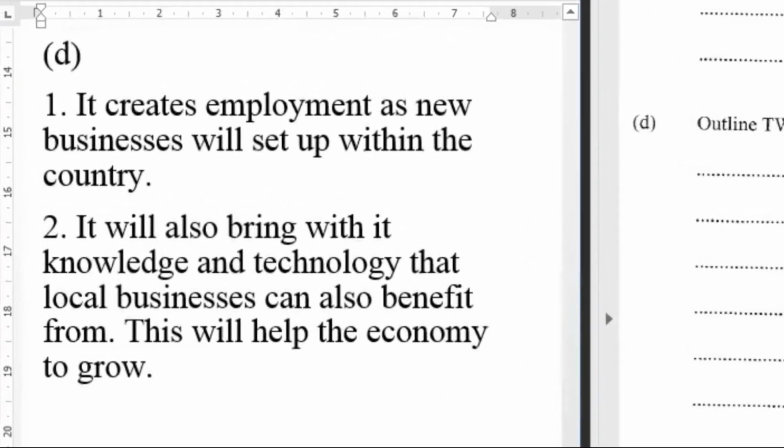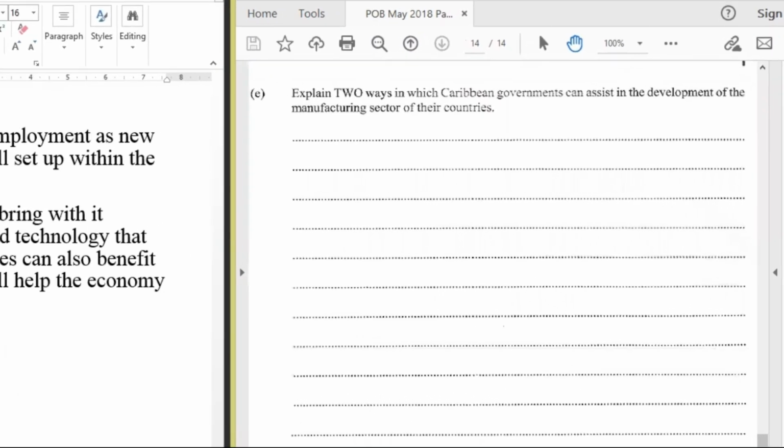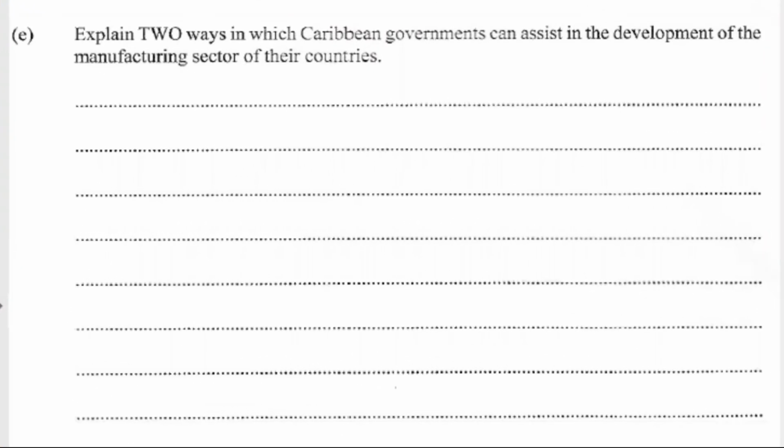One, it creates employment as new businesses will set up within the country. Two, it will also bring with it knowledge and technology that local businesses can also benefit from. And of course, this will help the economy to grow. All right, the final question now. Explain two ways in which Caribbean governments can assist in the development of the manufacturing sector of their countries.